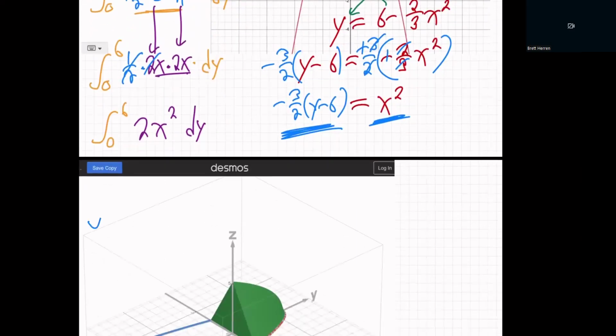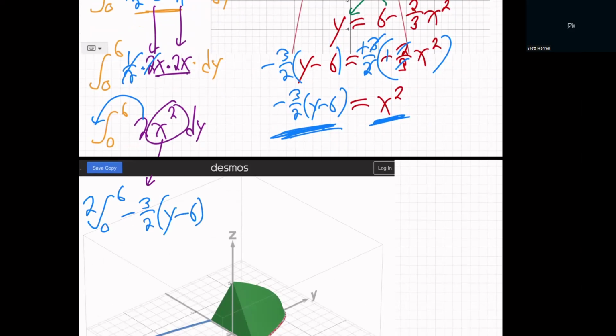So this becomes the integral from 0 to 6. I'm going to put the 2 in the front of x squared. What is x squared? Well, it is this: minus 3/2 (y minus 6). And then the dy is still at the back. And there we go. We're not going to actually compute that integral. We could easily do that. You've done a few of those. We just wanted to set it up.